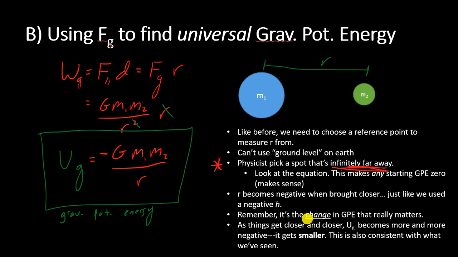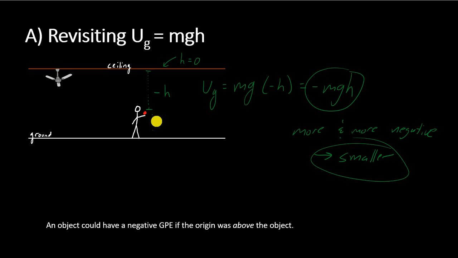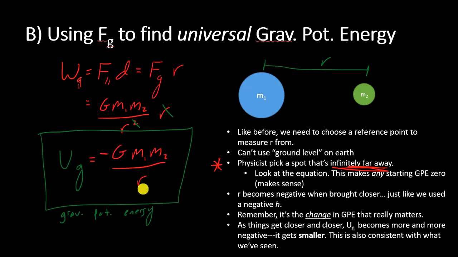Just like before, if something's getting more and more negative, it's getting smaller. And all we really care about is the change, going from one spot to another spot. So the reason this is a minus is because we're measuring these R's from a spot infinitely far off. That's our reference frame. Okay? You'll still plug in the distance between the objects, but because that reference frame is from a spot infinitely far away, you get this negative. Just like, again, up here, we could still plug in the height something is falling, but relative to a spot high up, you get a negative value.